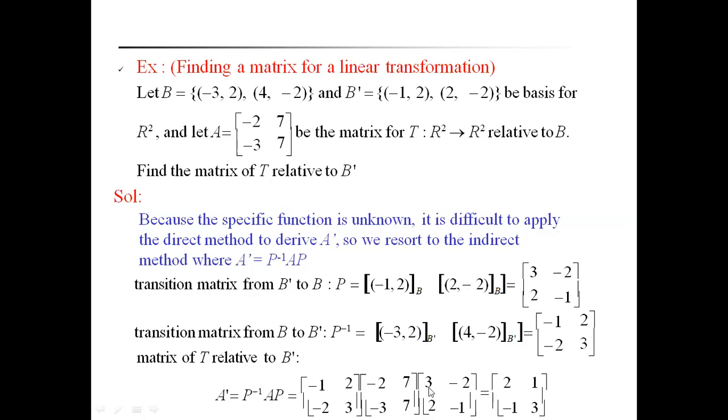Therefore, multiplying these three matrices, we get the matrix of T relative to the basis B dash, that is A dash, which is equal to 2 comma 1 minus 1 comma 3. It is easy to multiply these three matrices. There is no need to calculate all the steps here. First multiply these two matrices, then multiply the resultant matrix with this 2 by 2 matrix. We get this result: 2 comma 1 minus 1 comma 3.